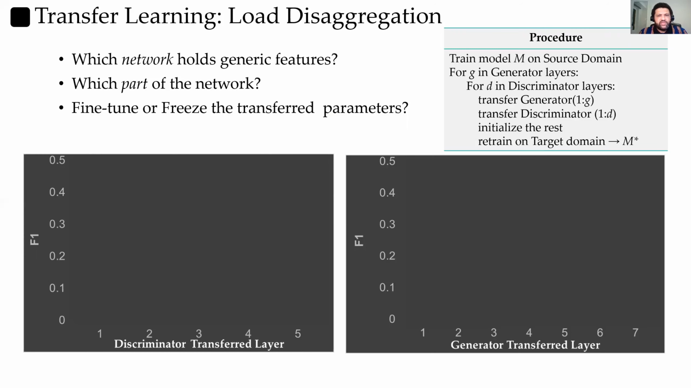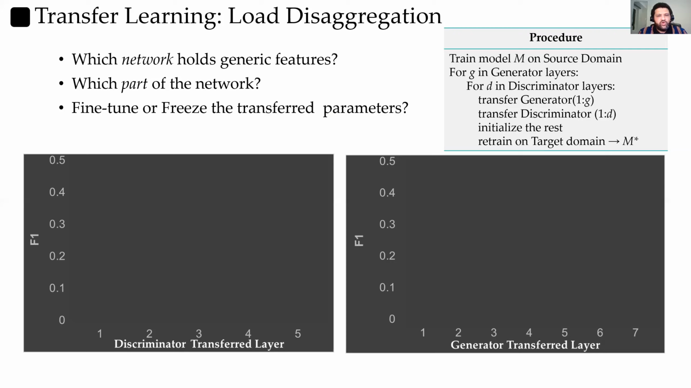Now, before I show the results, I am going to explain what to expect to see. On those two figures, the x-axis will show the index of the layer up to which we transfer the parameters, and after which we initialize them. The y-axis will show the F1 score of the transferred model M star on the target data. The left figure will show the F1 score from the discriminator perspective, and the right figure will show the F1 score from the generator perspective.